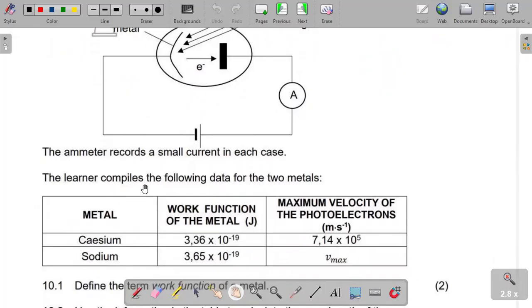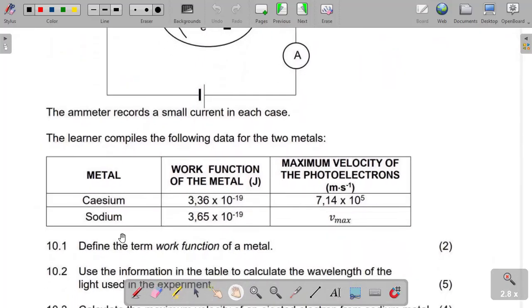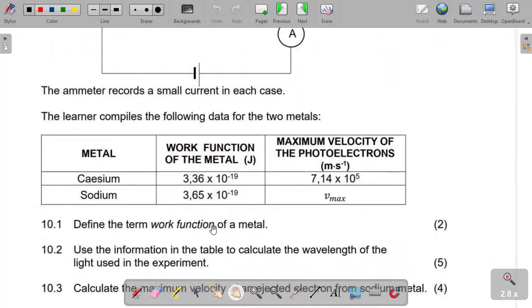The learner compiles the following data for the 2 metals. Okay, so for calcium and for sodium. For calcium, we have both the work function and the maximum velocity. For sodium, we have the work function and the Vmax is missing. So 10.1, they say define the term work function of a metal.